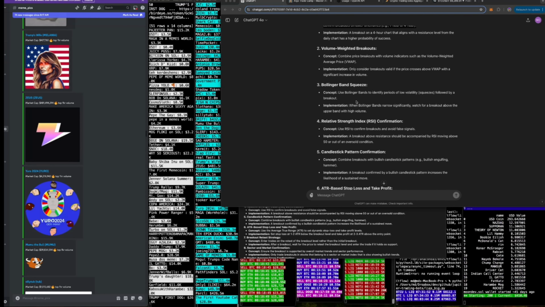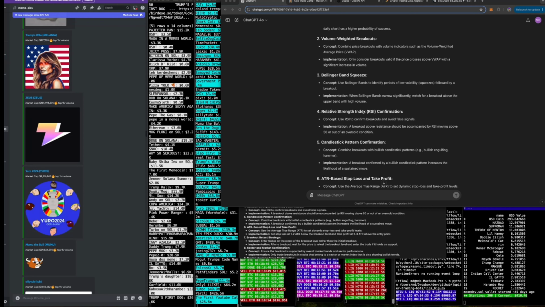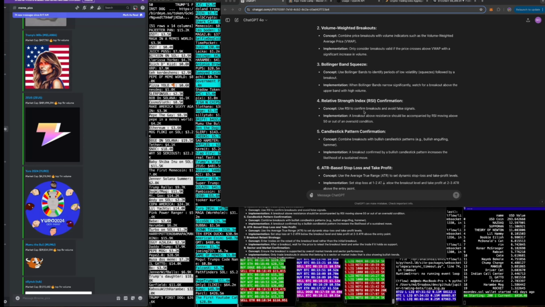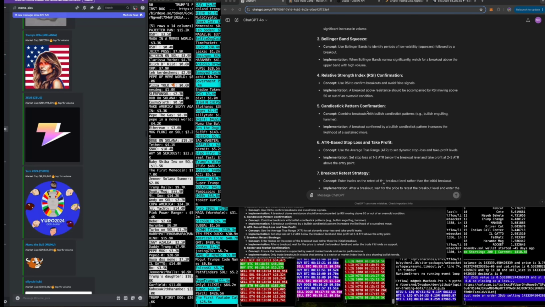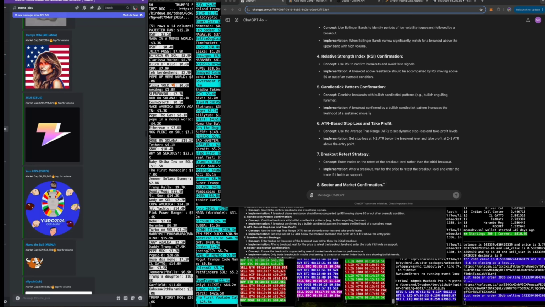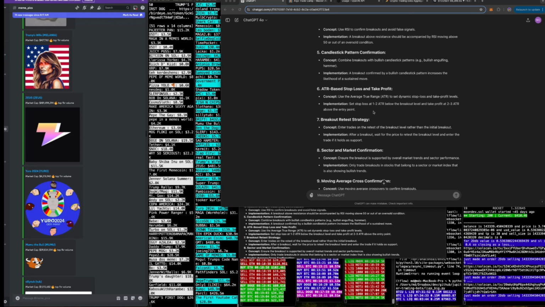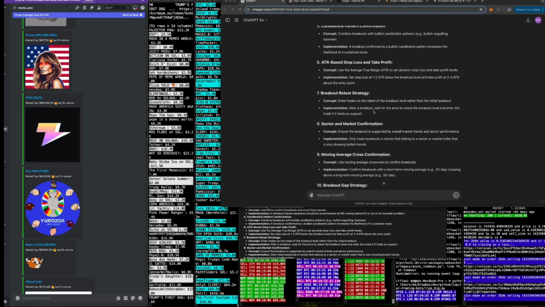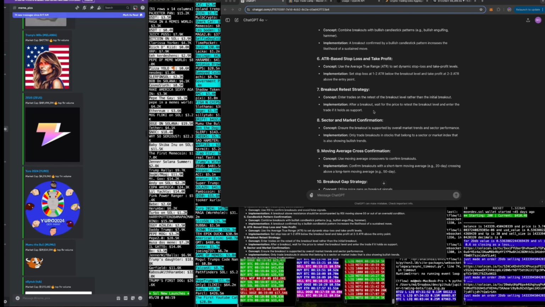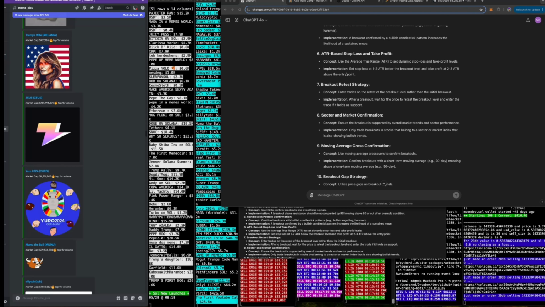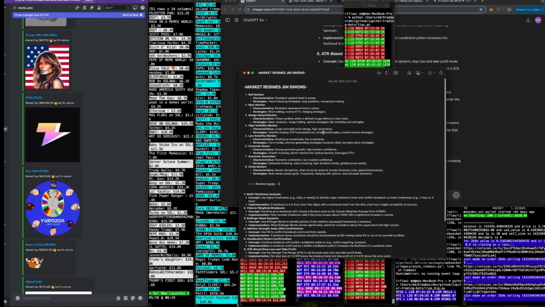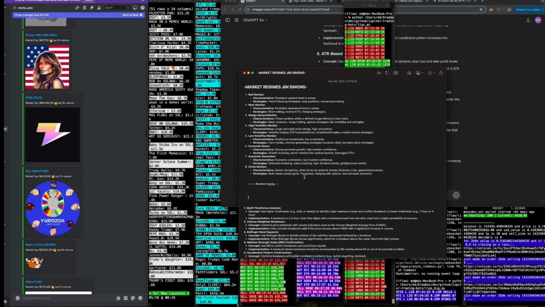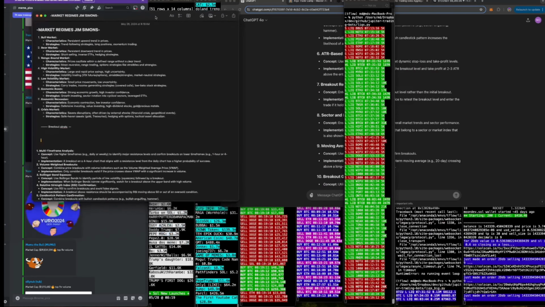Volume weighted breakouts. Okay, Bollinger Band squeeze. Use Bollinger Bands to identify periods of low volatility squeezes followed by a breakout. Okay, relative strength, candlestick pattern confirmation, ATR based stop loss, and take profit. I think we'll set our stops with the ATR. Yeah, that's a good idea. So just coming up with our own little idea based off of these ideas. Let's go ahead and just start writing them out here.